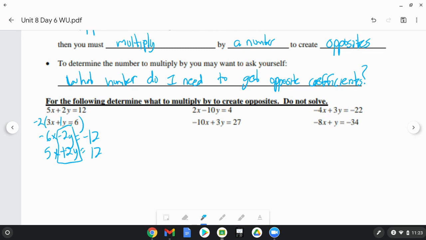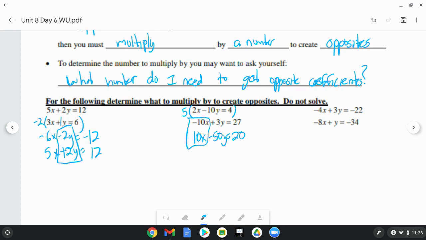This next one in the middle, it looks like I can get the x's to be exact opposite if I multiply the top by something. So I got to ask myself, 2 times what would give me 10? Because I'm trying to get the opposite of negative 10. Well, 2 times 5 would give me 10. So if I multiplied that out, I'd have 5 times 4 is 20. Something that looks like this. Now these are exact opposites, so they will cancel each other out.